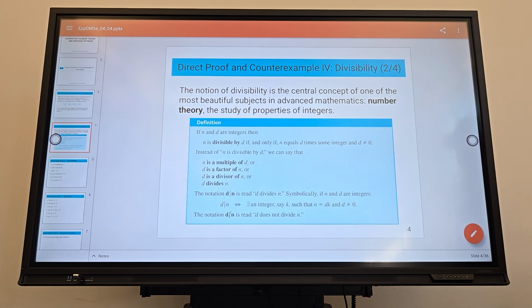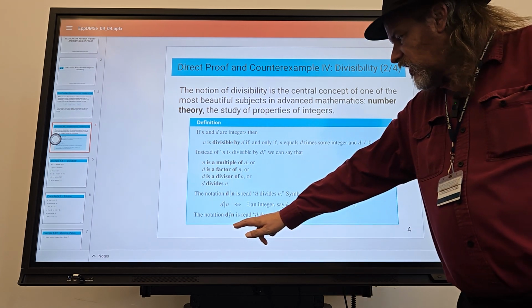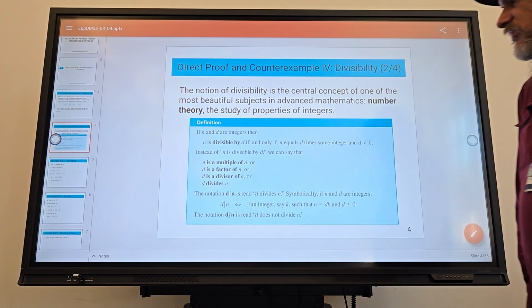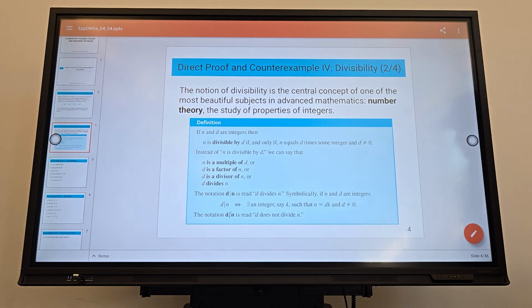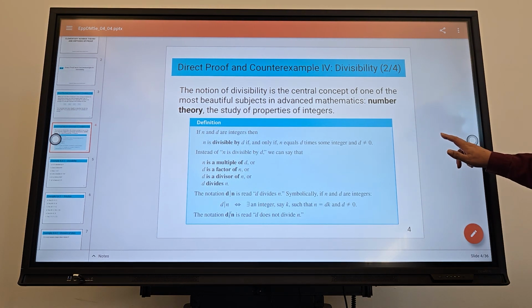Symbolically, if n and d are integers, d divides n if and only if there exists an integer, say k, such that n equals dk and d does not equal 0. This notation reads as d does not divide n, the pipe with the slash through it.